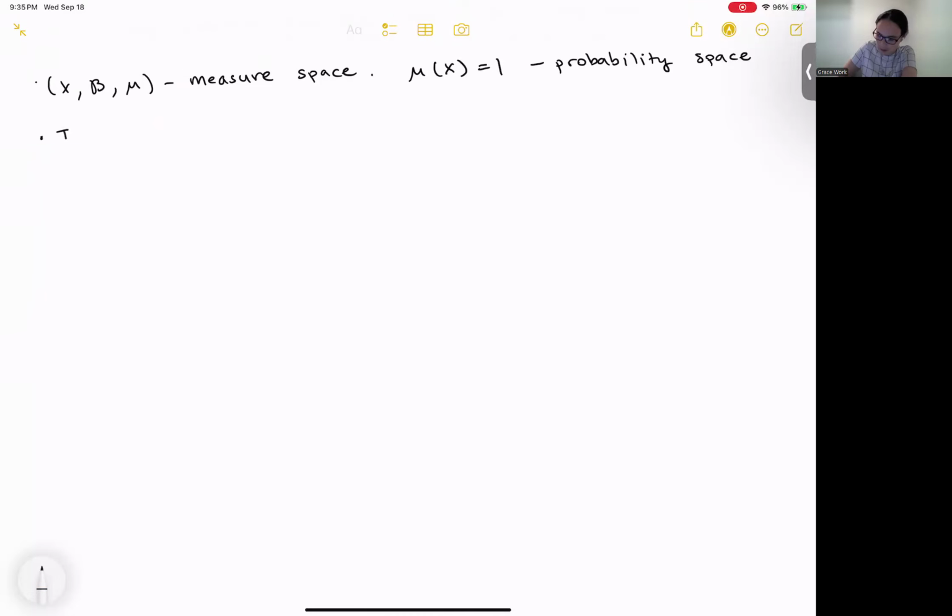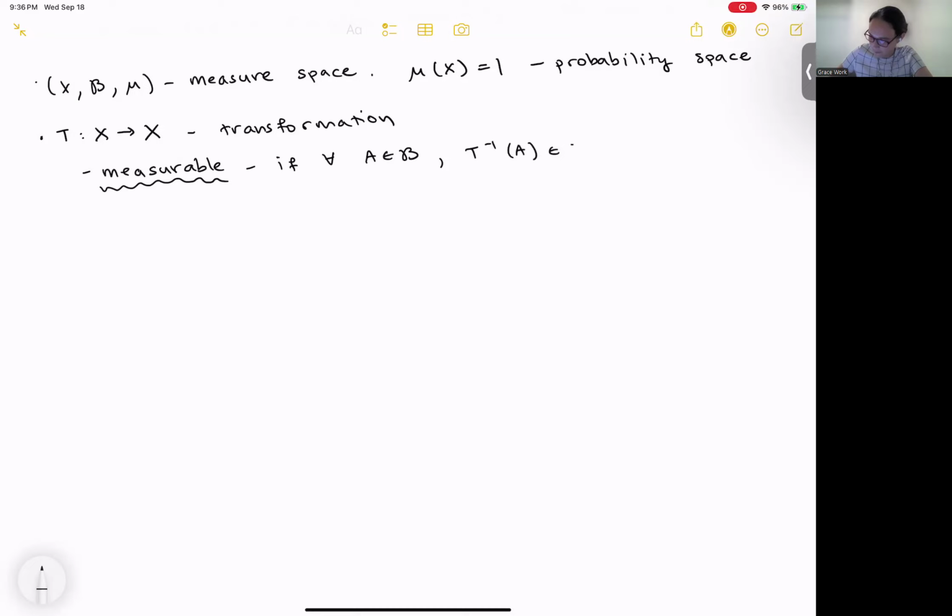All right, so this is our space that we're working with. In addition to this space, we'll also be talking about transformations, T from the set to itself. We'll call this T a transformation. And then there are two types of transformations that we want to highlight and define separately. We will have a measurable transformation. And what this will mean is that for all A in this sigma algebra, the pre-image of A is also in our sigma algebra. Saying this in words, the pre-images of measurable sets are measurable.